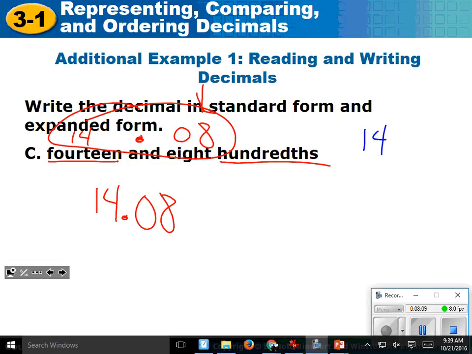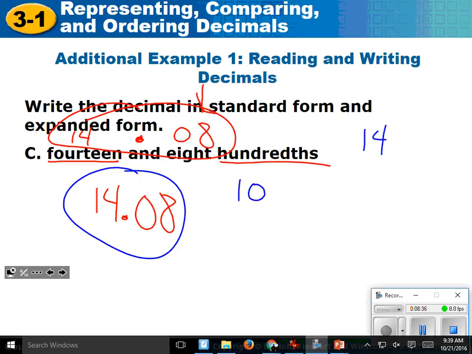Just a little hint to help you out with expanded form. Okay? How many digits are in this number? 4. Okay? If there's 4 digits in that number, you probably should have 4 lines in your expanded form.